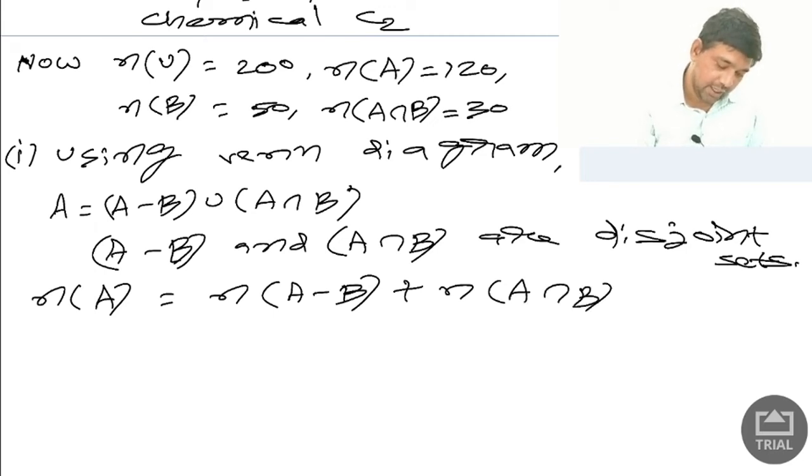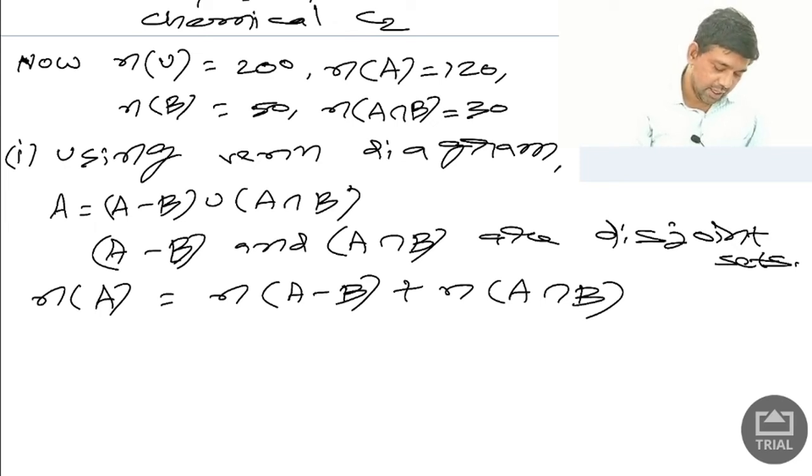Is it clear? I repeat again guys, please don't confuse. Here A we have written from the Venn diagram as A minus B union A intersection B. So set A is denoted by these two, and these two are disjoint. So if I take N of A, it will be N of A minus B plus N of A intersection B.